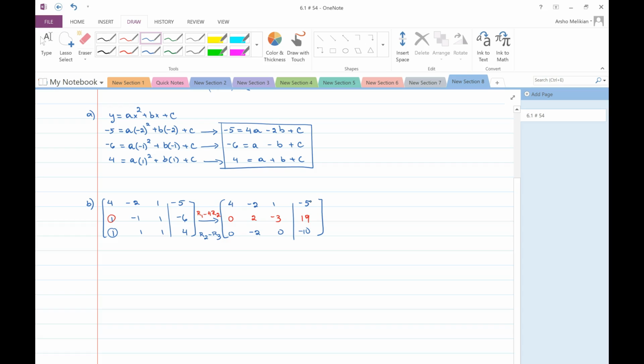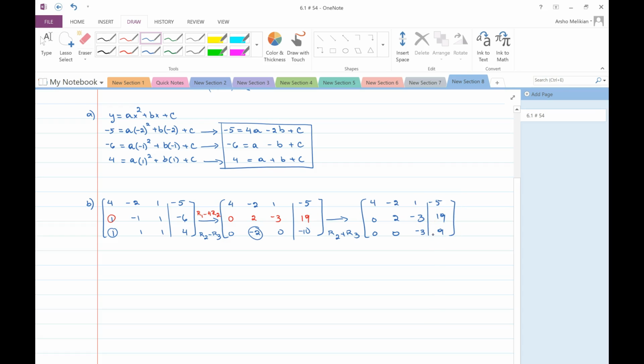Okay. When you're at this step, you can never combine rows 1 and row 3, right? It wouldn't be wise. Yeah, it wouldn't be wise. When you're at this step, the wisest thing to do is work with row 2 and row 3. Okay? So now if I want to get rid of this one, all I have to do is add row 2 plus row 3. So now I get 4, negative 2, 1, negative 5, 0, 2, negative 3, 19, 0, negative 1, 0, 0, negative 3, 9.